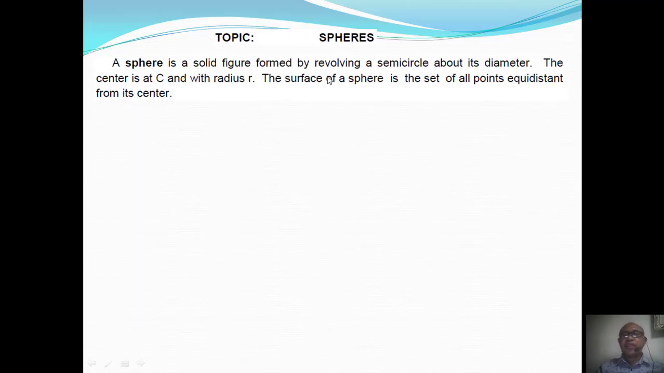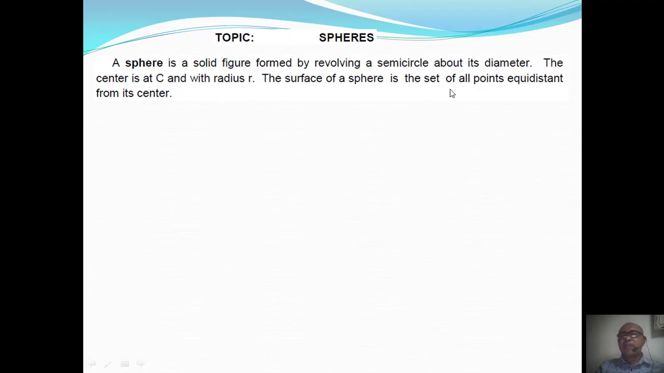A sphere is a solid figure bounded by revolving a semicircle about its diameter. So as you notice now, if you have a semicircle and you revolve it about a diameter, then by a full revolution, we can form a solid which is called a sphere. The center of the sphere is denoted by letter C or O, and the radius is denoted by R.